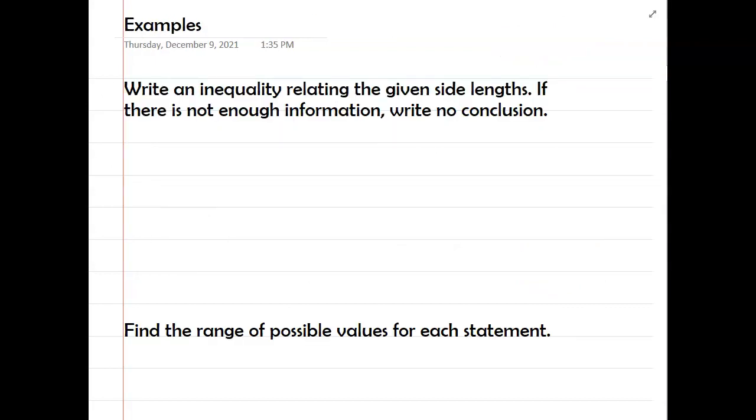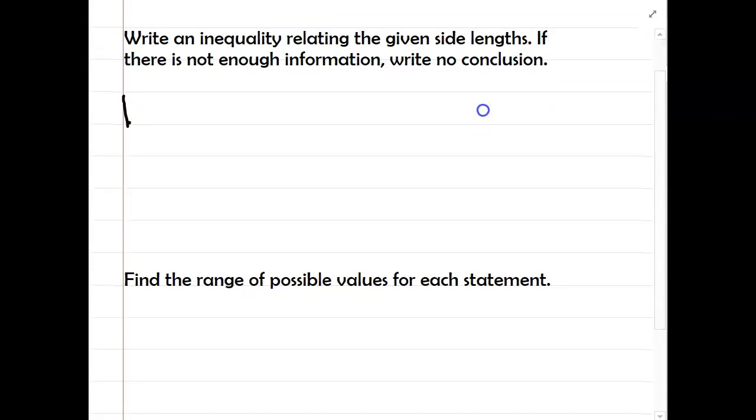On that left-hand side, so mainly two things. Using the hinge theorem to relate side lengths, and then using the converse of the hinge theorem to find a range of values for the variables. So we want to write an inequality to relate the given side lengths. Now, if there's not enough information, we will just write no conclusion.